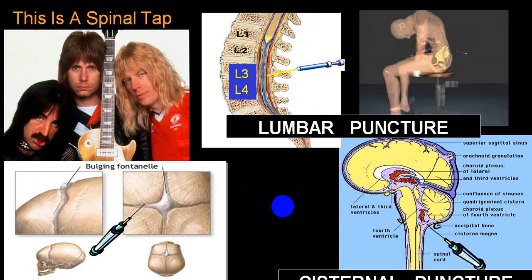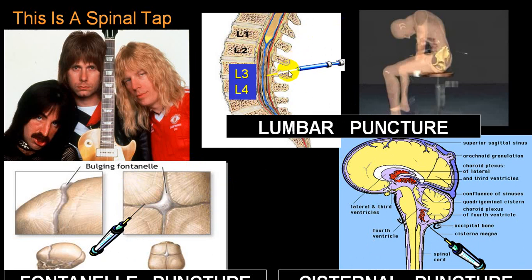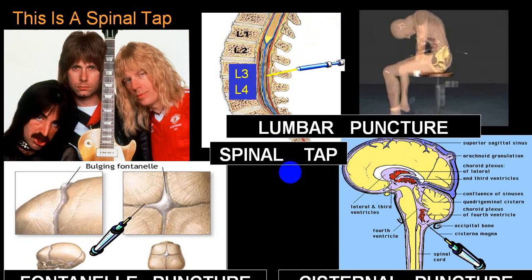Lumbar puncture, cisternal puncture, fontanelle puncture. These are the three common sites where it is being done, and of that the most common, unless contraindicated, always lumbar puncture is the first choice. It is also called spinal tap.